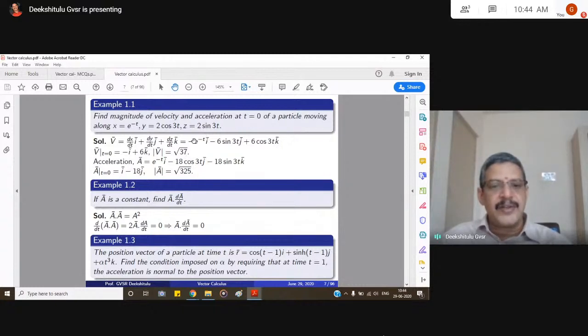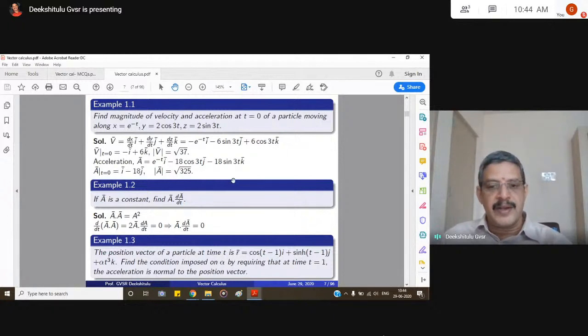If you want to calculate acceleration, again differentiate the velocity function. So dv by dt: d square x by dt square i, d square y by dt square j, d square z by dt square k. The derivative gives e power minus t i, minus 18 cos 3t j, minus 18 sin 3t k. Put t equal to 0, and the sine terms become 0. So this will be 1 i minus 18 j, and the magnitude of the acceleration is square root of 325.